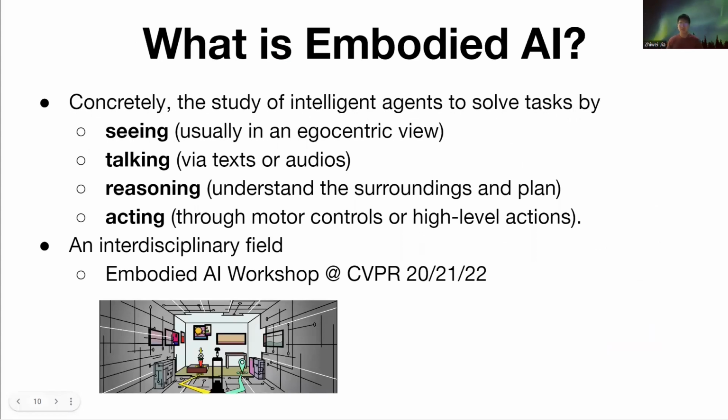More concretely, embodied AI is essentially the field that studies intelligent agents to solve tasks in the environment. Normally, the agents are able to see, usually in an egocentric view, talk either via text or audios, reason about their surroundings, plan and then carry out the necessary actions to perform certain tasks. While this field is highly interdisciplinary, it is largely driven by the computer vision community. For example, there are embodied AI workshops hosted at CVPR for the past 3 years.